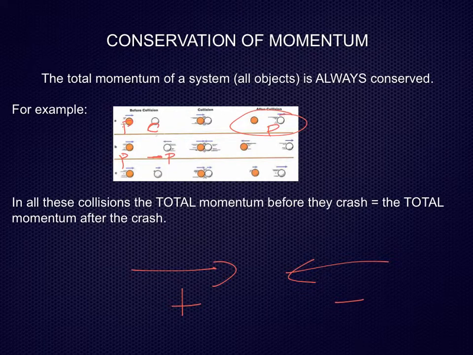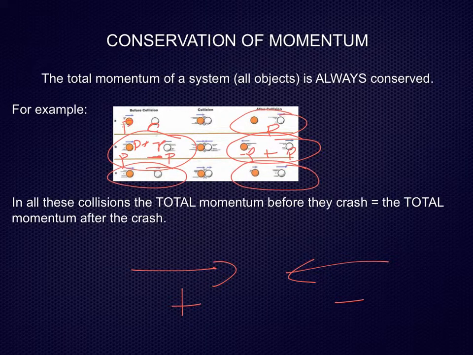Okay, so in this case, what's the total momentum? It will be P plus negative P. So if they're the same size, the total momentum on the left here will be 0. And then on the right-hand side, this negative P of that one, added to the P of that one, must be the same. So the total momentum before of those two added together must be the same as the total momentum of those two afterwards. So that means conserved.